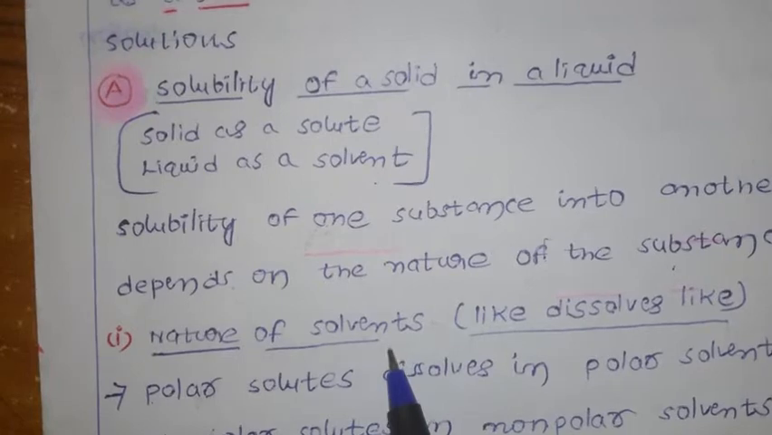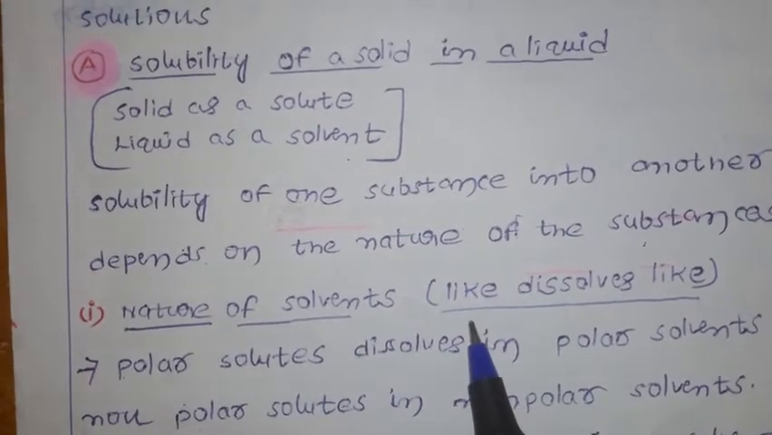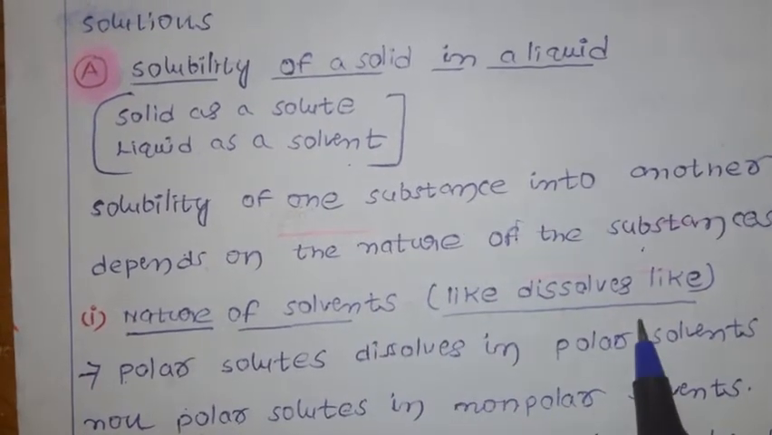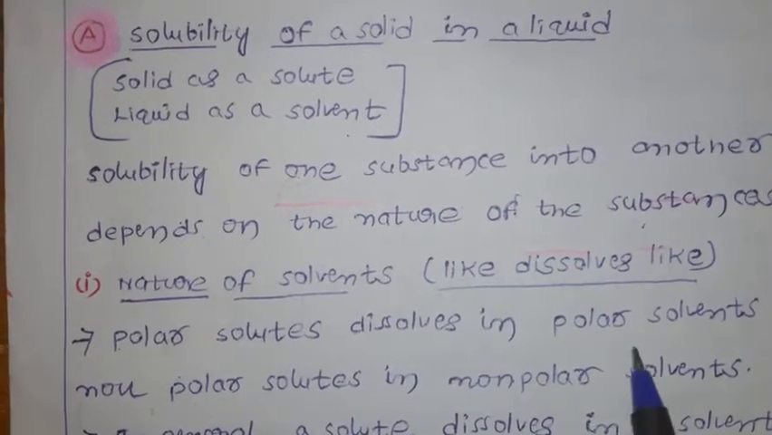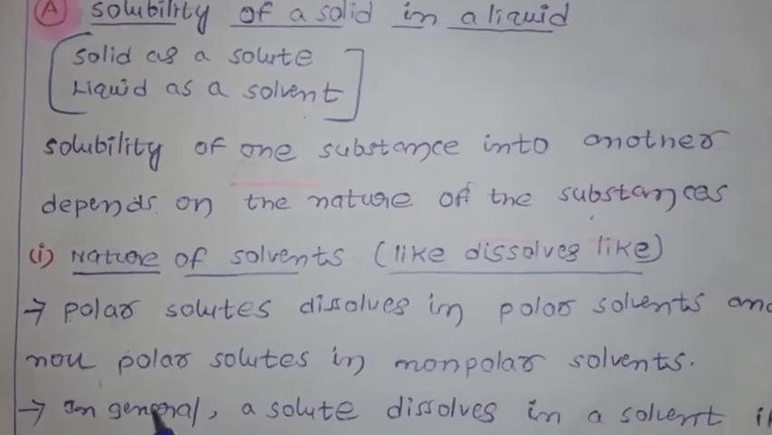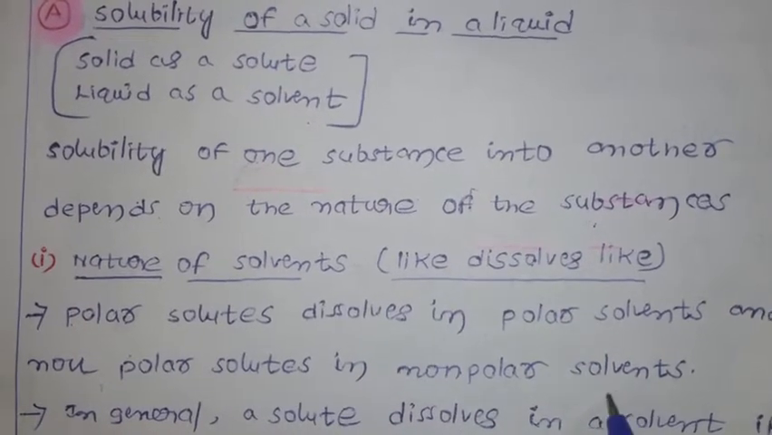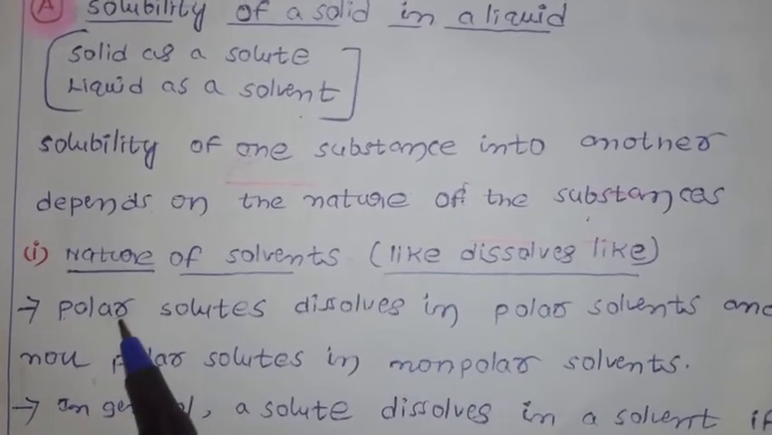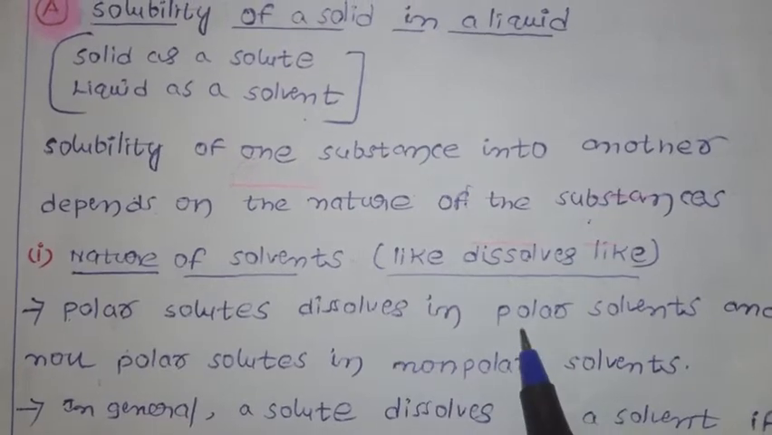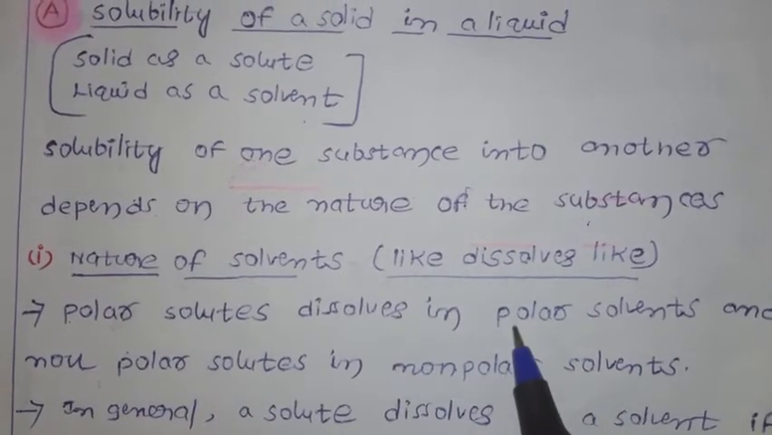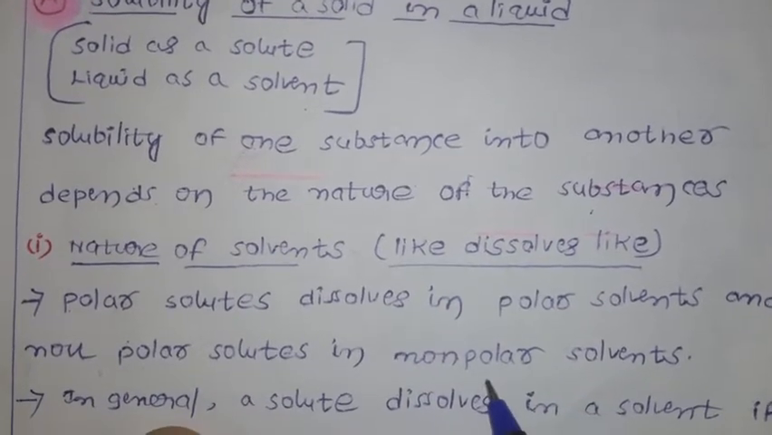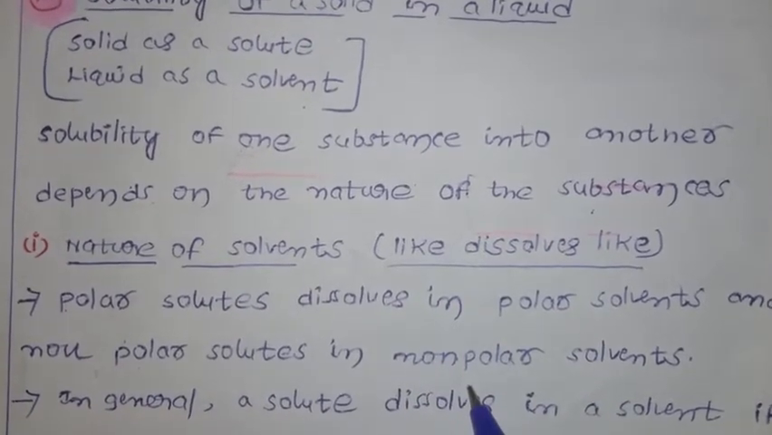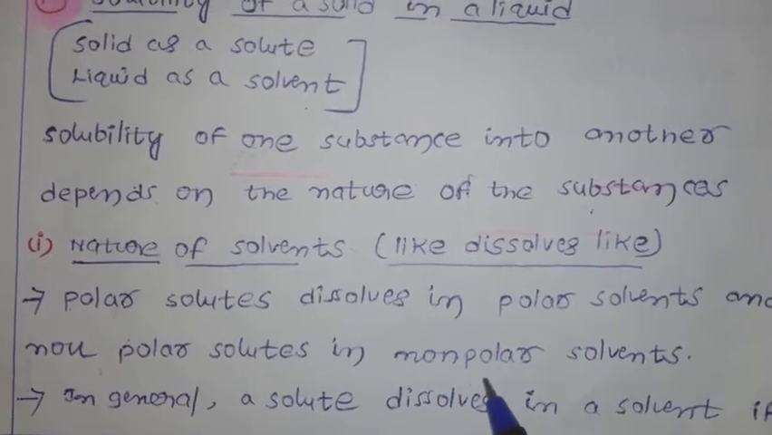How does the nature of the solvent affect the solubility of solutions? Here we have one sentence: like dissolves like. What is the meaning of this? Polar solutes dissolve in polar solvents and non-polar solutes in non-polar solvents. If you take a polar compound, it dissolves easily in a polar solvent. If the solute is non-polar, it also dissolves easily in a non-polar solvent.